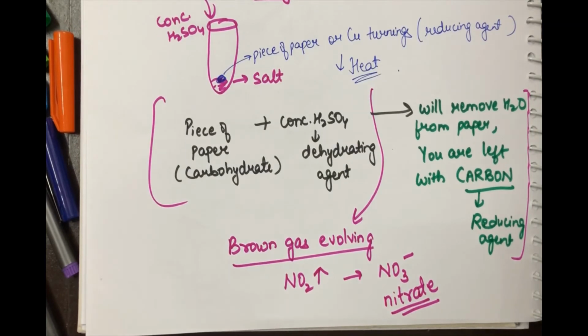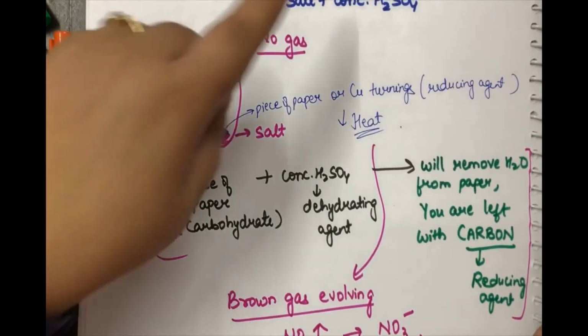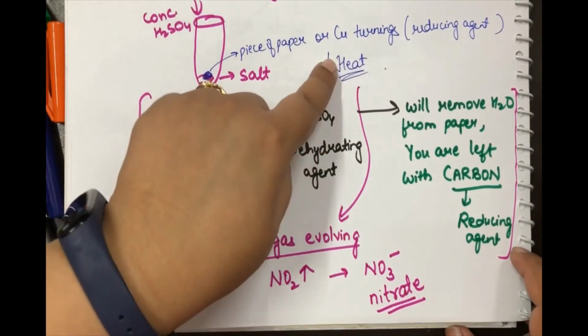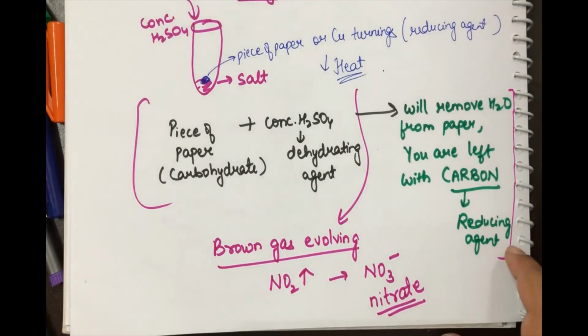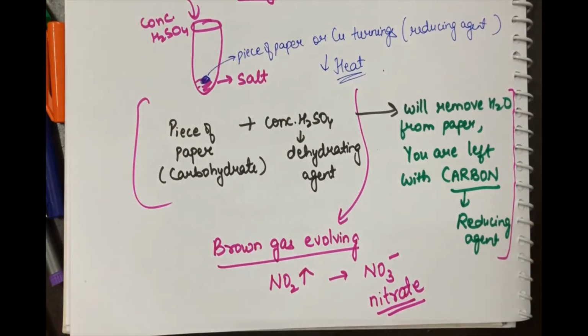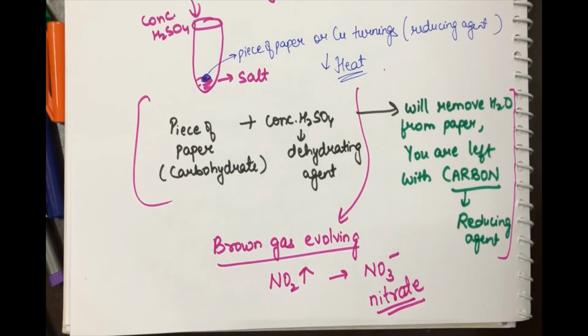Please, before you say that the concentrated H2SO4 group is absent, add a piece of paper or copper turning and heat and check there was no brown gas. Then only you will say that this group is absent, because this would require this heat and this paper. Apart from that, you cannot observe the brown gas directly. So once you see this, your work is done.